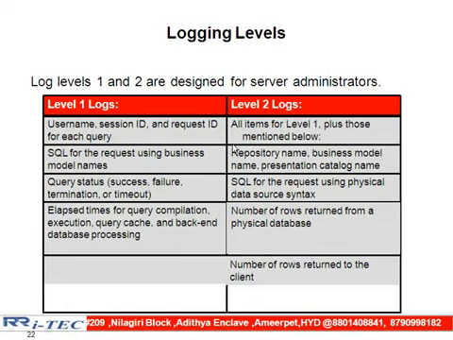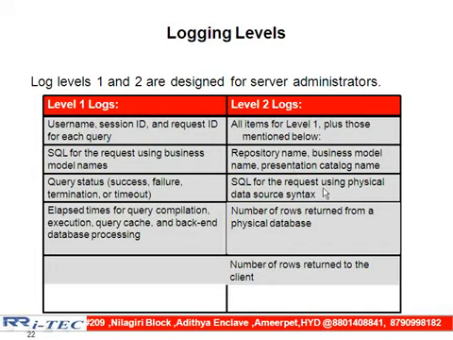Whatever is available in log level 1, is everything available in log level 2 or not? Yes, that is the reason: all items from level 1 plus those mentioned below. Repository name, business model name, presentation catalog name. This is extra or not? These 3 things only we are calling general query info.